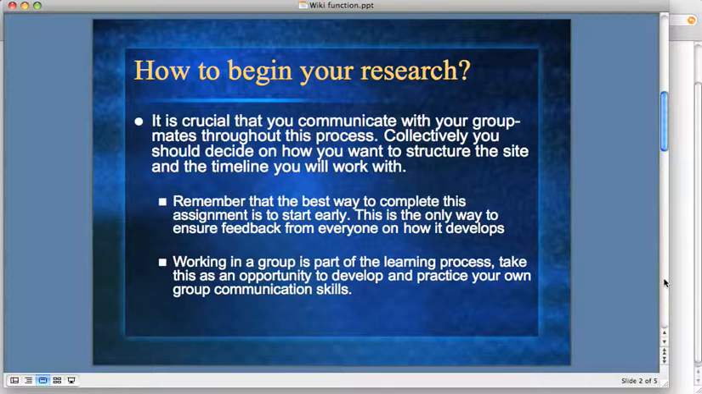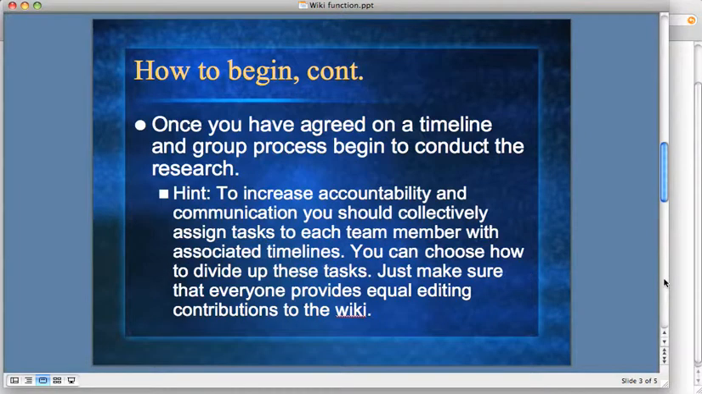Working in a group is part of the learning process. It's very hard. A lot of people really struggle with how to have group work be a satisfying and enjoyable process. And so I really want you to take this as an opportunity to figure out how well you yourself can contribute to creating a positive group environment.